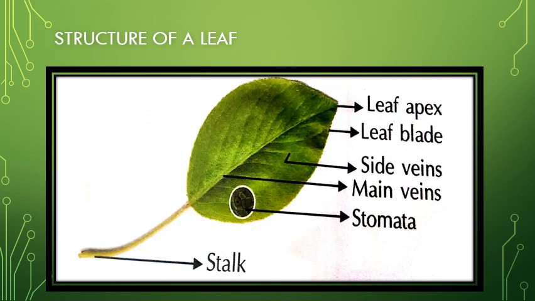Look at this picture. This is a structure of a leaf, and these are the different parts of a leaf. Stalk. It attaches the leaf to the branch of the tree. Stomata. They are the tiny openings on the underside of the leaf. In the middle of a leaf is the main vein. Many side veins branch out from the main vein. Leaf blade is the flat and broad part of the leaf, and the tip of a leaf is called leaf apex.